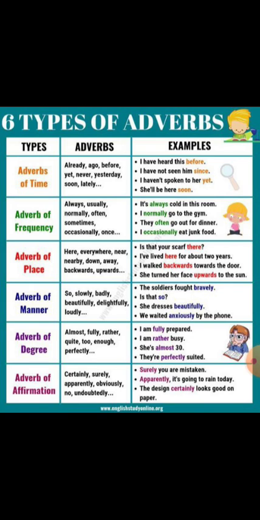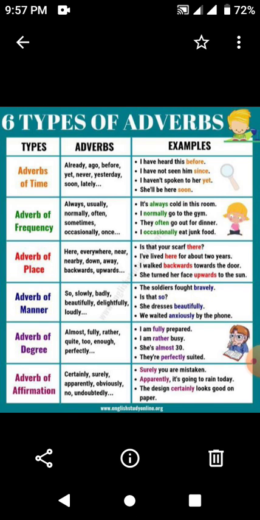The next type is adverb of manner, and as the very name indicates, it tells how something happens: slowly, fast, badly, beautifully, loudly, delightfully, sweetly. The soldiers fought bravely. She dresses beautifully. Now all these colored words again are the adverbs telling how something has happened.